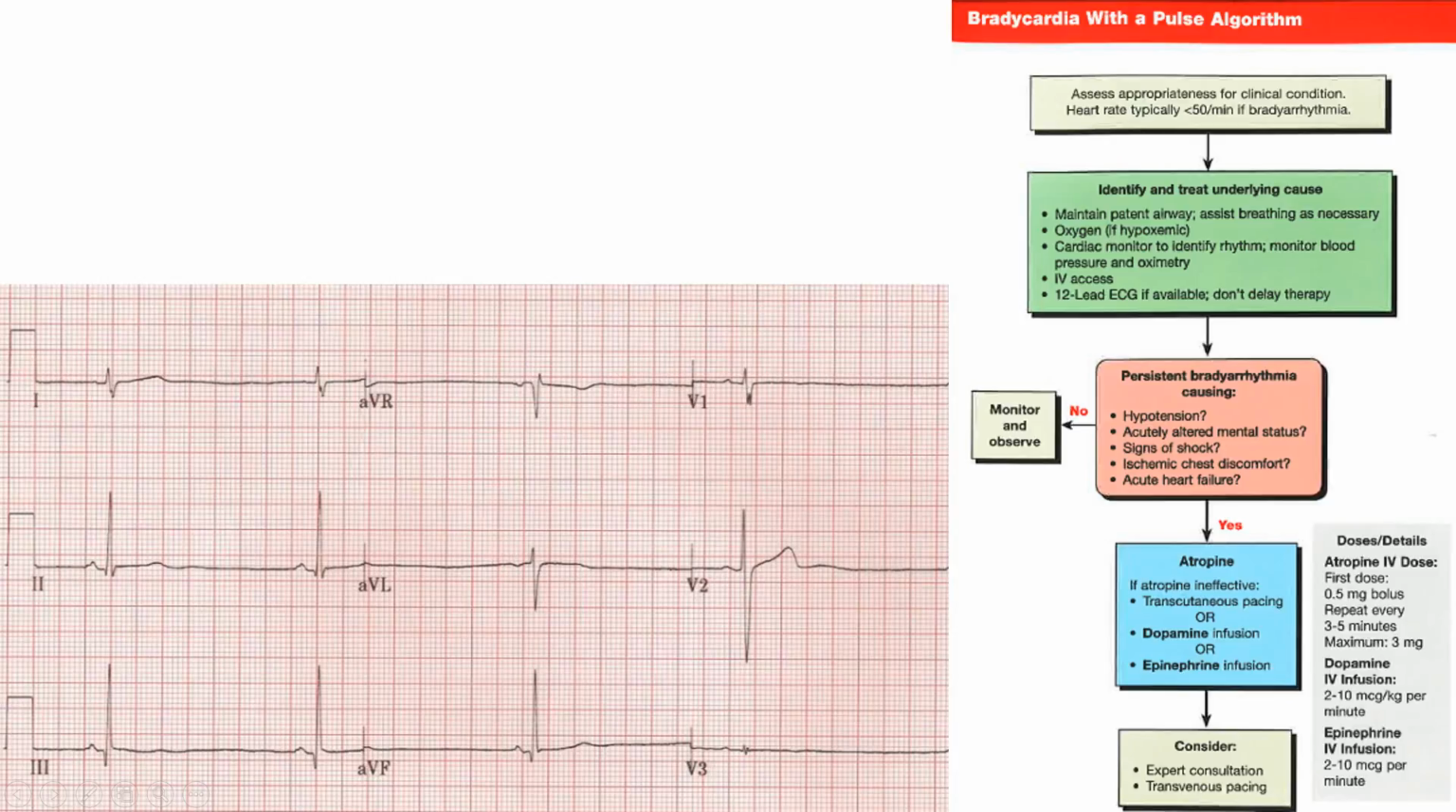But if they are hypotensive and they are in shock and they have an altered mental status and there's acute chest discomfort from ischemia, or maybe they had acute heart failure, any of these sort of things, what do you want to do? Now it's time to administer atropine. So atropine is another one of those medications. And if atropine is ineffective, it says try transcutaneous pacing, or you can give them dopamine or epinephrine.